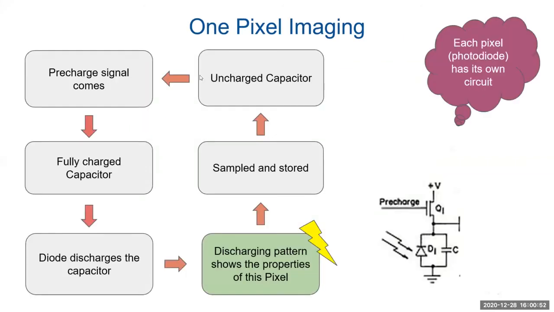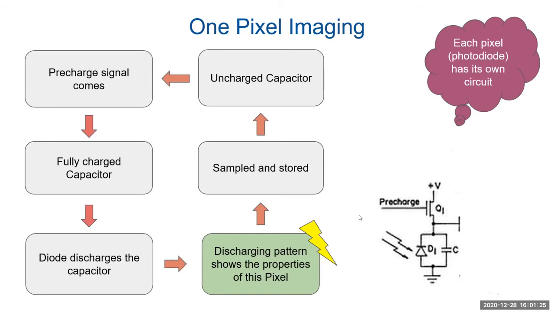So let's see how one pixel imaging happens. First, a pre-charge signal comes from the self-timed controller, letting the capacitor be fully charged. Then the diode discharges the capacitor at a particular rate depending on the light intensity. Then here is the magic: this discharging pattern gives the properties of this pixel. Then the photodiode is sampled and stored at once. And lastly, the capacitor is fully discharged, and the cycle keeps going like that.